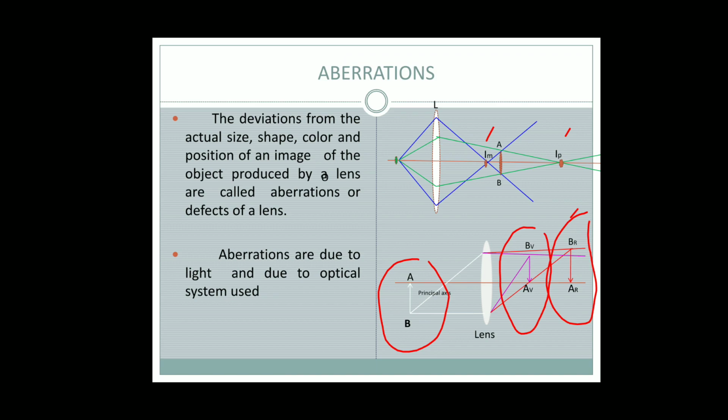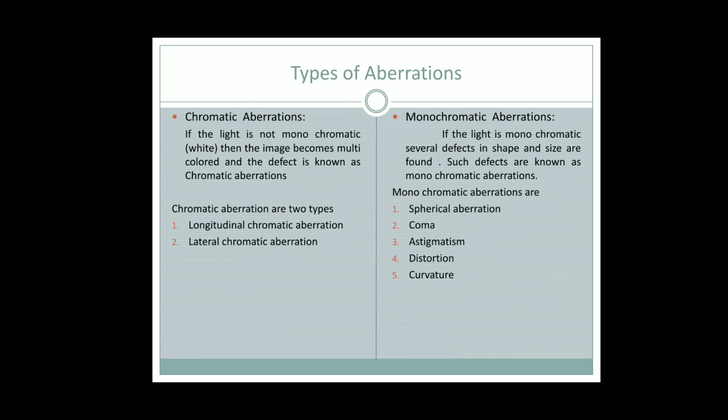Why are these aberrations happening? Aberrations are due to the light used and also due to the optical system used. How many types of aberrations are there? There are two types of aberrations. One is chromatic aberration and the second one is monochromatic aberration.